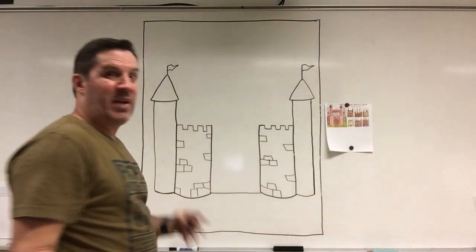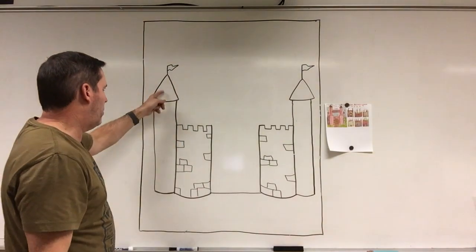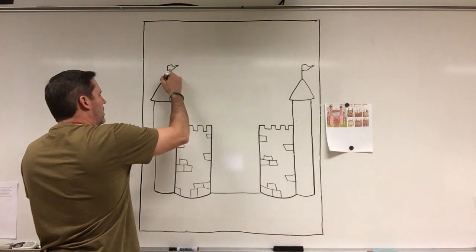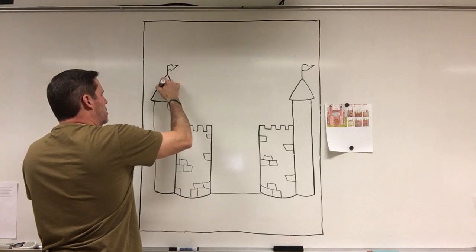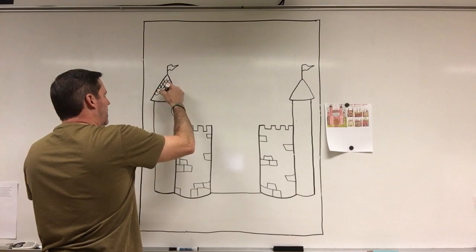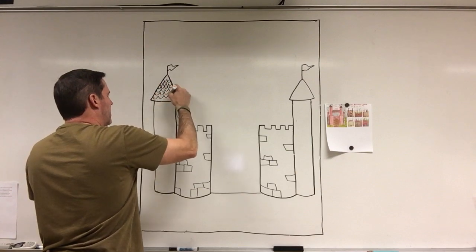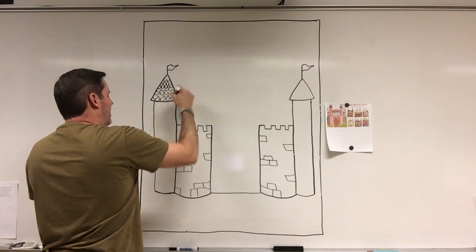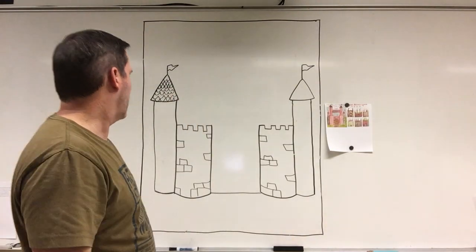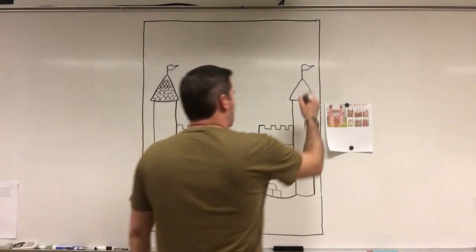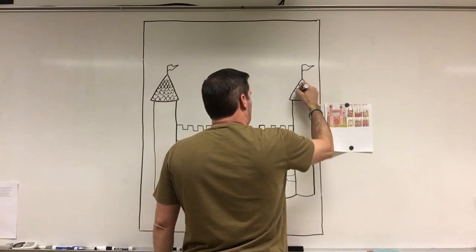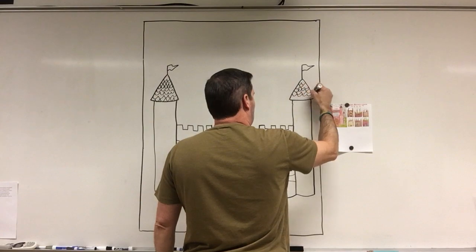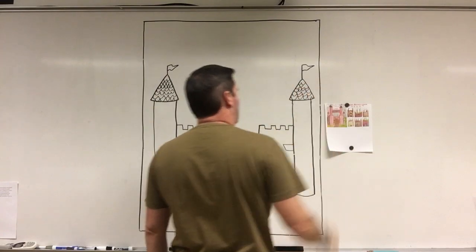If you want to get really fancy schmancy, you can put little shingles, which is what they put on a roof. Little bumpy lines. Okay? Well, we might as well do it on the other one too. Very good.